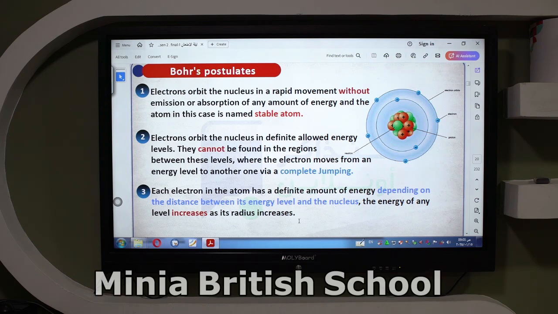Each electron in the atom has a definite amount of energy. Because of that it's called an energy level: it has its own amount of energy, which depends on the distance between the electron and the nucleus.